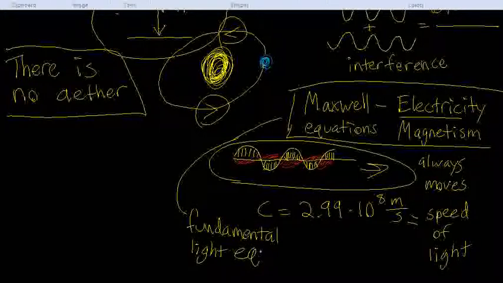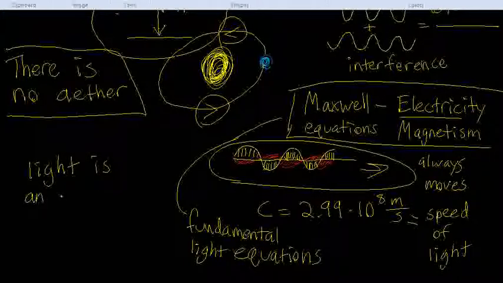And along with this, they realized that light is an electromagnetic wave. Electromagnetic wave. It literally means that it is a wave of both an electric field and a magnetic field working in harmony to travel at the speed of light.